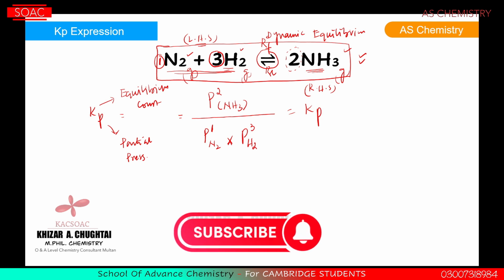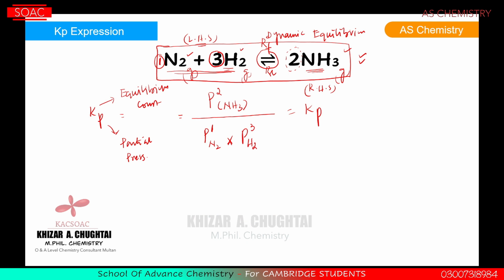So this is the way to write the expression of Kp. Kp is the ratio of the pressure of the gases present on the right hand side to the pressure of the gases present on the left hand side. This is how we write the expression of Kp, the equilibrium constant in terms of partial pressure.